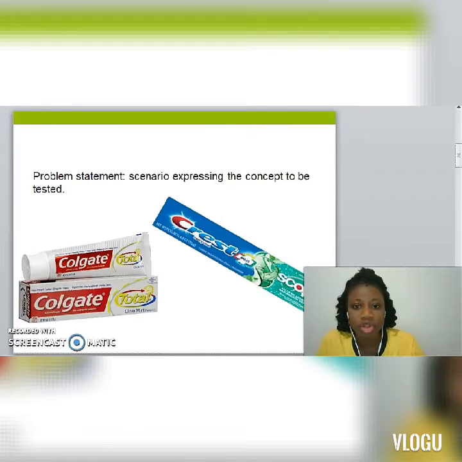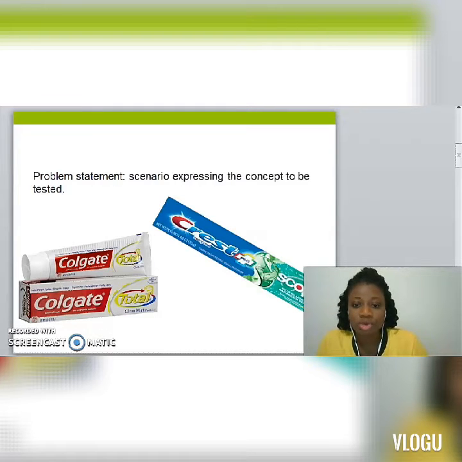All right. The first part of the lab is the problem statement, and the problem statement is usually given to you by the teacher. So I am the one who will give you the problem statements as I have done before. Basically, the problem statement is a scenario that is expressing the concept to be tested. Now the example that I'm going to use in the explanation is a scenario where you want to determine which brand of toothpaste cleans your teeth best. All right, so this is the scenario that we're working with.